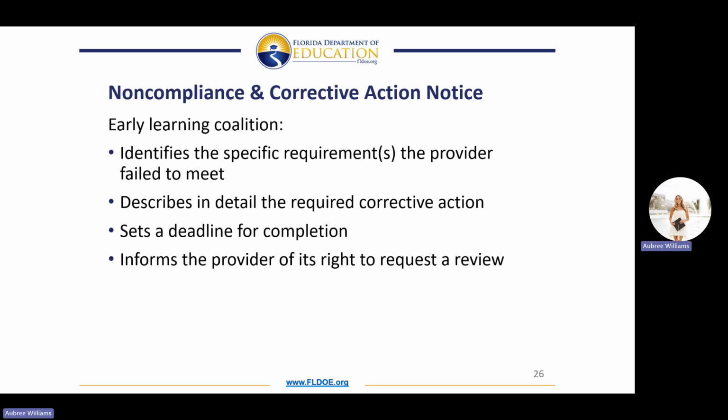Noncompliance and corrective action notice. Early Learning Coalition identifies the specific requirements the providers failed to meet, describes in detail the required corrective action, sets a date for completion, informs the provider of its right to request a review. Serious or repeated issues can lead to probation or termination.